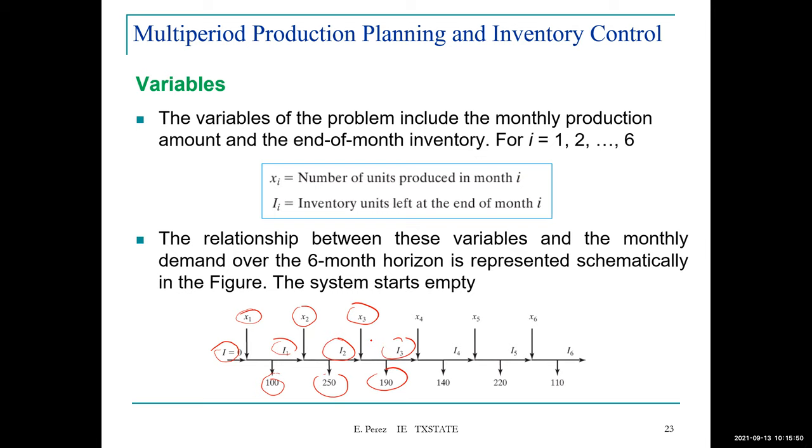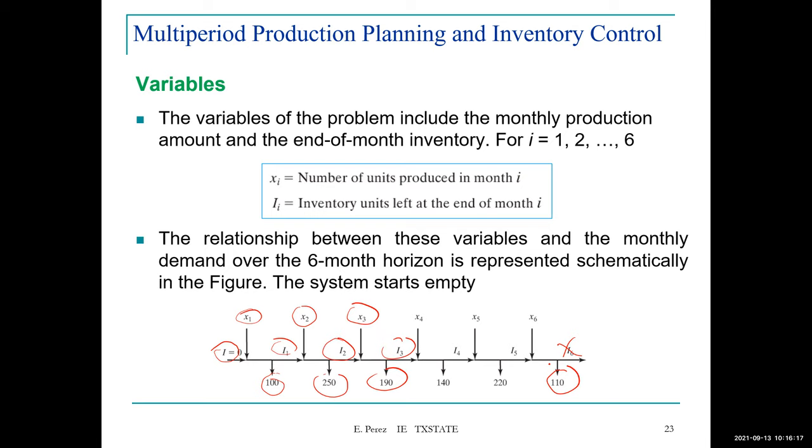And we continue this process until we get to here. At this point, I might not need this because I'm done after the sixth period. So I end up producing whatever is needed for that period and I'm done. Okay, so this is the idea.